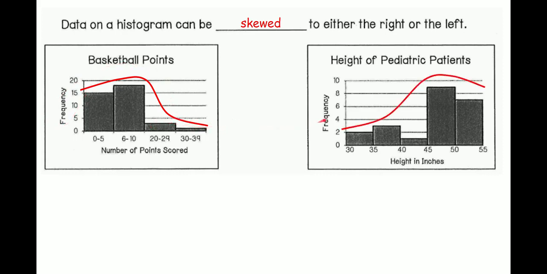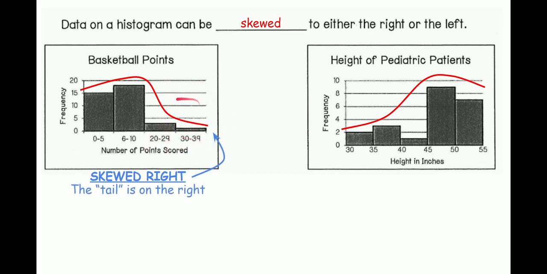It is actually skewed. If you look at the height of pediatric patients, it's not low on the left and low on the right. It's low and then gets high and then it starts going down, but it's still higher on the right side. And this one's higher on the left side. So this one is actually skewed, not to the left, but to the right. You would call it skewed right, which is kind of bizarre.